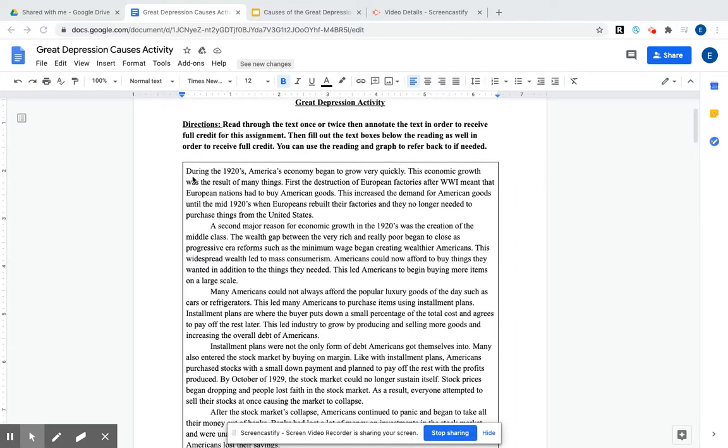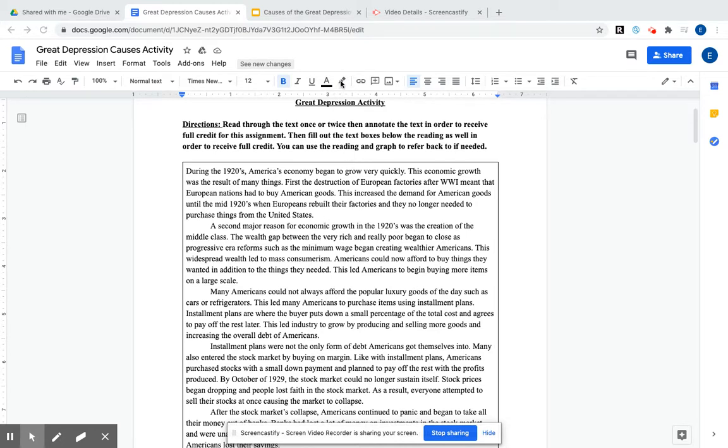So this first paragraph: during the 1920s, America's economy began to grow very quickly. This economic growth was the result of many things. First, the destruction of European factories after World War I meant that European nations had to buy American goods. This increased the demand for American goods until the mid-1920s, when Europeans rebuilt their factories and no longer needed to purchase things from the United States.